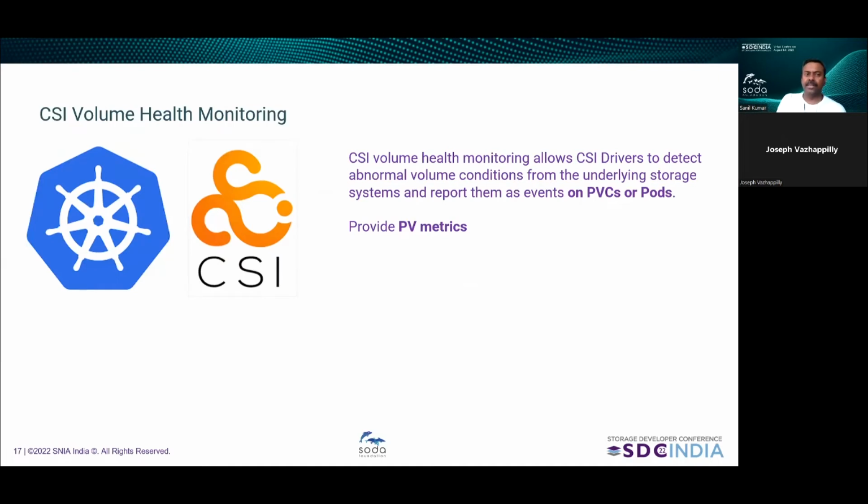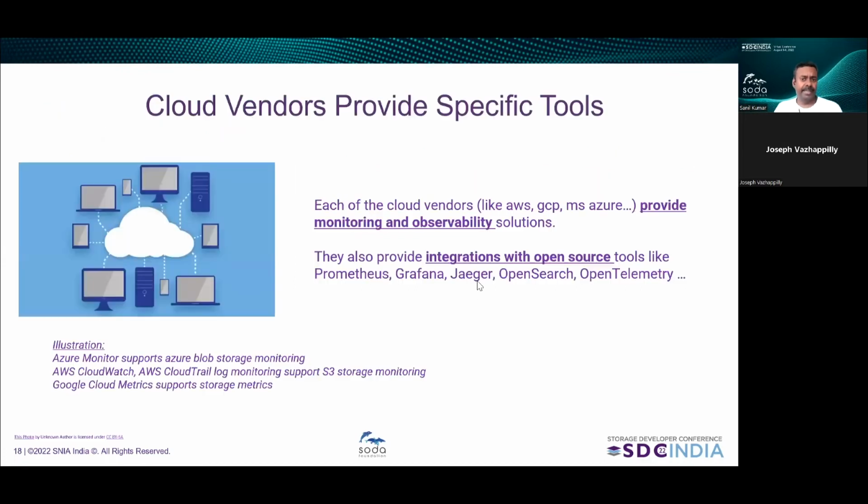Another point I wanted to bring up is CSI volume monitoring. As you know, in Kubernetes or even container deployments, the storage interface is through CSI, the Container Storage Interface. In that, the monitoring features are limited for storage, even at the pool level or the storage level; deeper information is not available. It gives PVC-related information, pod-related information, and PV metrics. What are the other ways we can get it? Other ways are cloud vendor tools, maybe Azure, Amazon CloudWatch and AWS CloudTrail log monitoring. All these tools provide some kind of monitoring and observability capability.